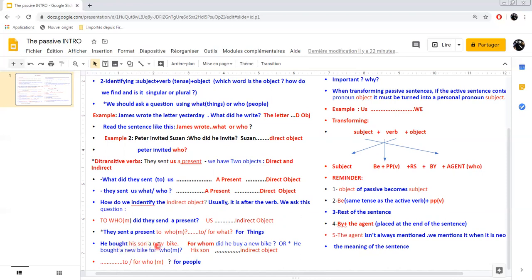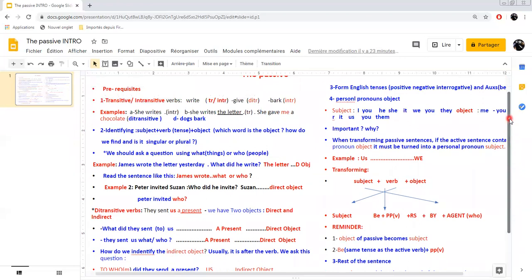Or we can have another example here. He bought his son a new bike. So what is the indirect object here? We say, for whom did he buy a new bike? Or he bought a new bike for whom? If you cannot make the question, the answer is his son. Then his son here is the indirect object. So we use to and for who for people. I hope it's clear, of course.